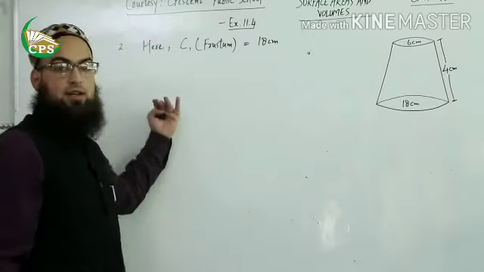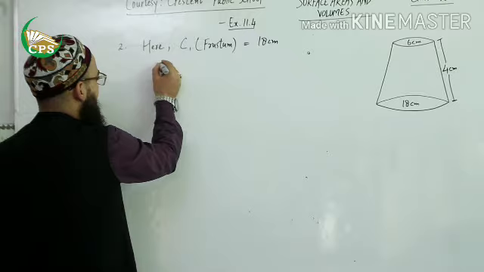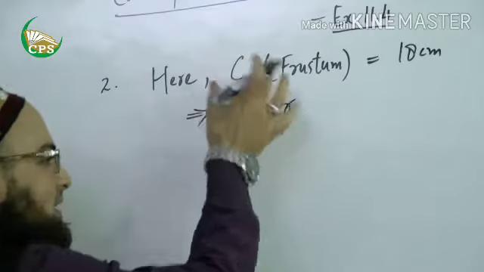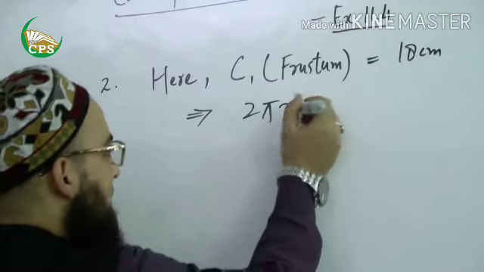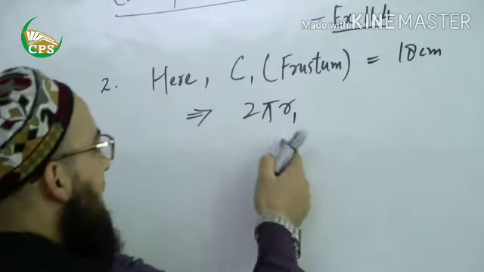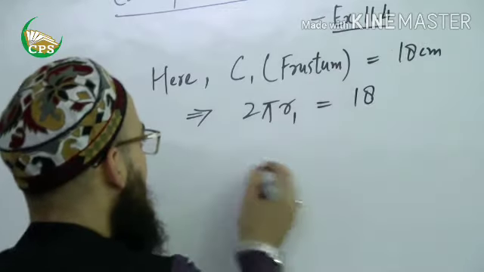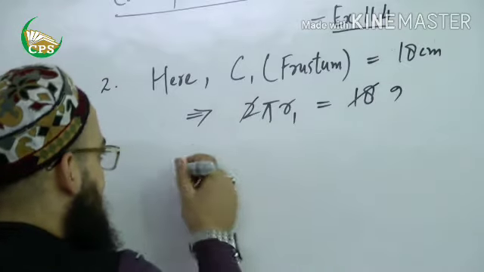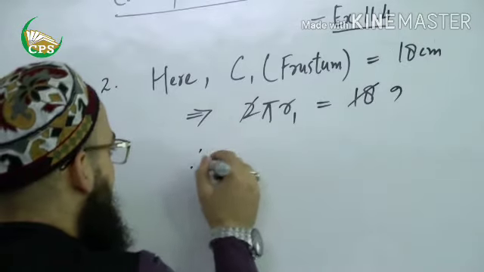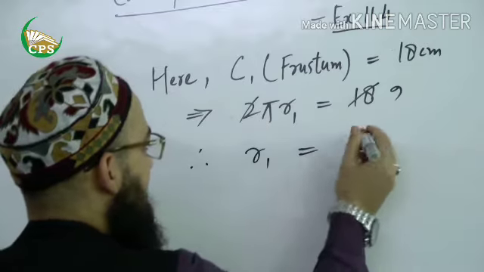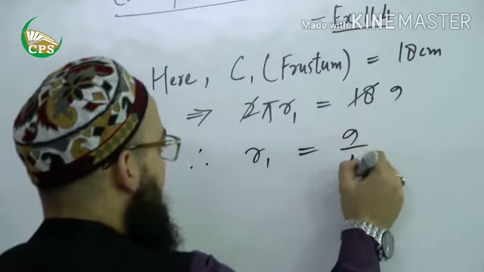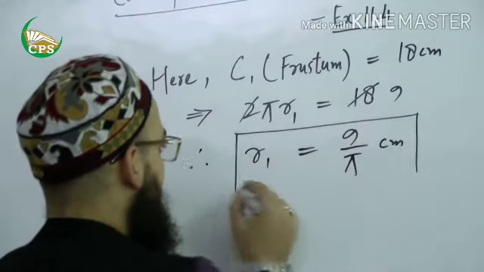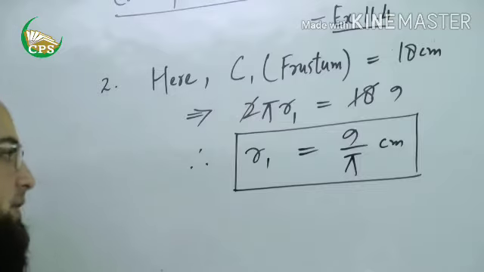You know the formula for finding out the circumference, that is twice pi r. Now for C1, the radius is the lower radius, that is the bigger one, that is r1. So twice pi r1 is equal to 18. Then 2 ones are 2, 2 nines are 18. Therefore, r1 is equal to 9 divided by pi centimeter. This is your r1. So you got your first radius.